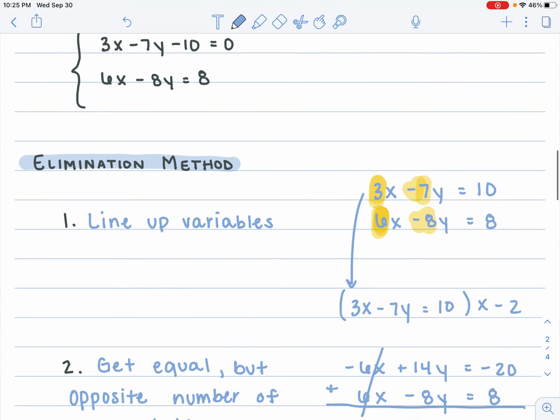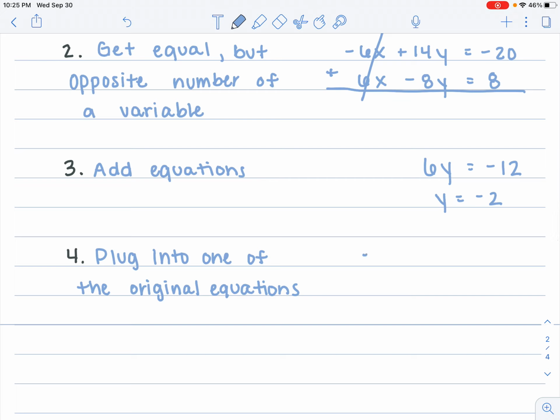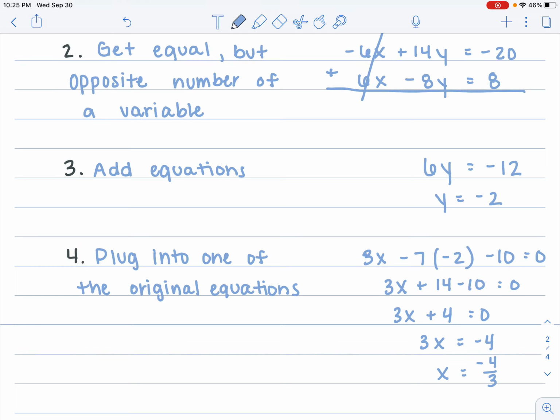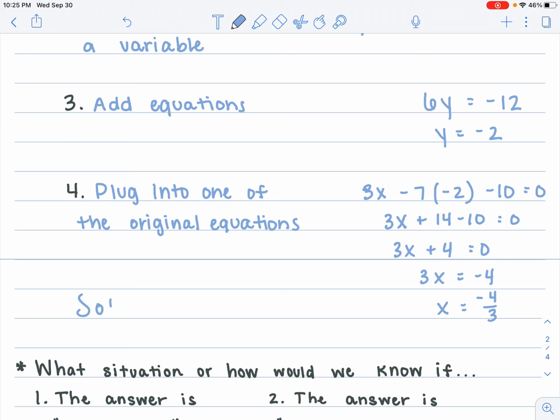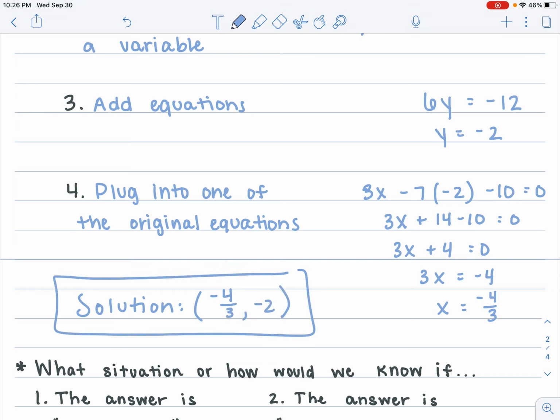Once you have one, you just need to plug it into one of the original equations. So I'm just going to plug it into the first one again. The first one is 3x minus 7y minus 10 equals 0. So we have 3x minus 7 times your y, which is -2, minus 10 equals 0. I have 3x plus 14 minus 10 equals 0. 3x plus 4 equals 0. Subtract that 4, and then divide by 3. So my final solution here is (-4/3, -2).